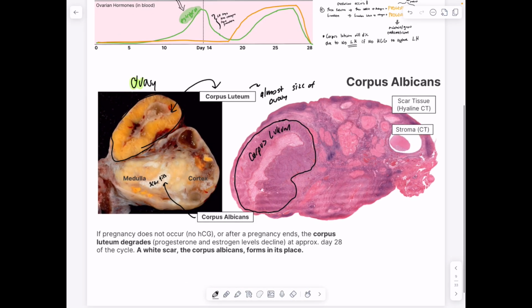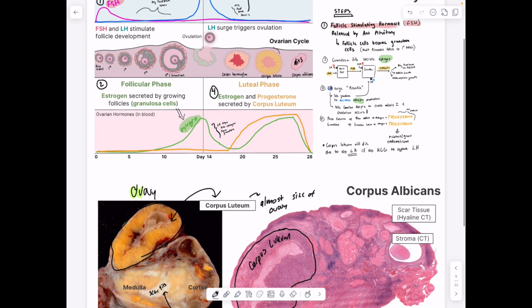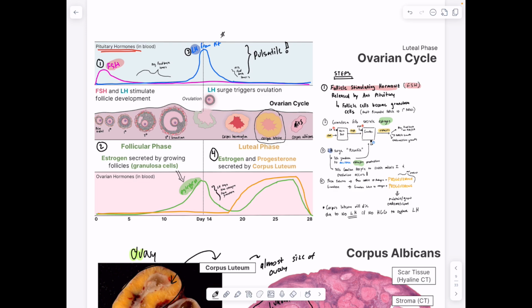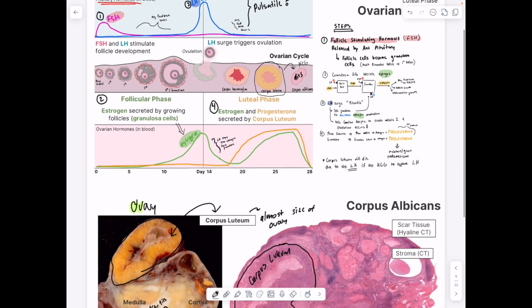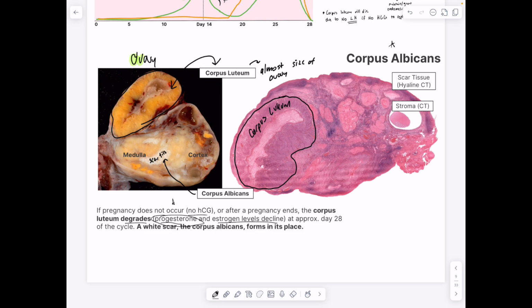Then, as we said, we have the corpus albicans. The corpus albicans is what happens if the corpus luteum is not going to receive any more LH, which is needed to maintain it. So this is going to die if there's no HCG to replace that LH. And so the corpus albicans is what's going to happen to the corpus luteum. So no pregnancy, no HCG, the corpus luteum degrades, progesterone and estrogen levels decline, and if these two decline, then you're going to get menses, and the endometrium will slough off, you'll have a period.